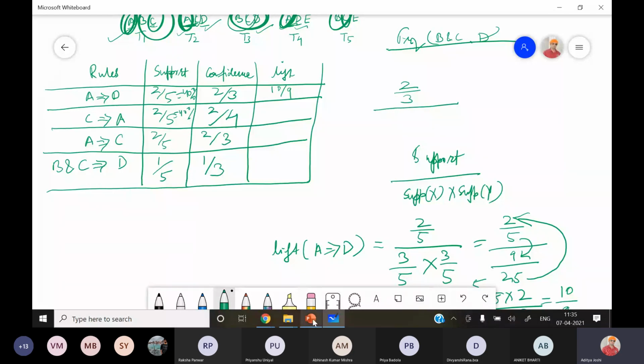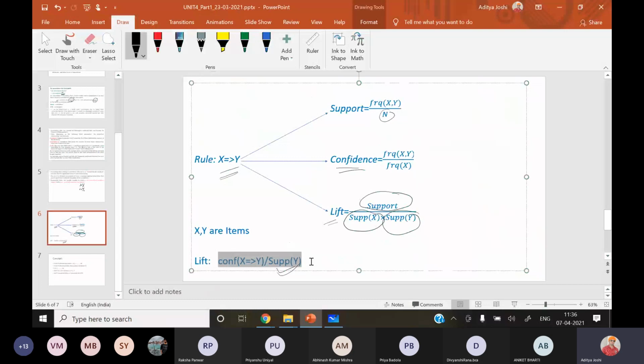What is the support of Y, meaning support of D? It is 3 by 5. So this is a simple formula, right? You may use the second formula for calculating the values faster. This is the long formula, support divided by support of X into support of Y. And this is the short formula: confidence of A implies D divided by support of Y. So apply this formula for calculating the values faster: confidence of X implies Y divided by support of Y.